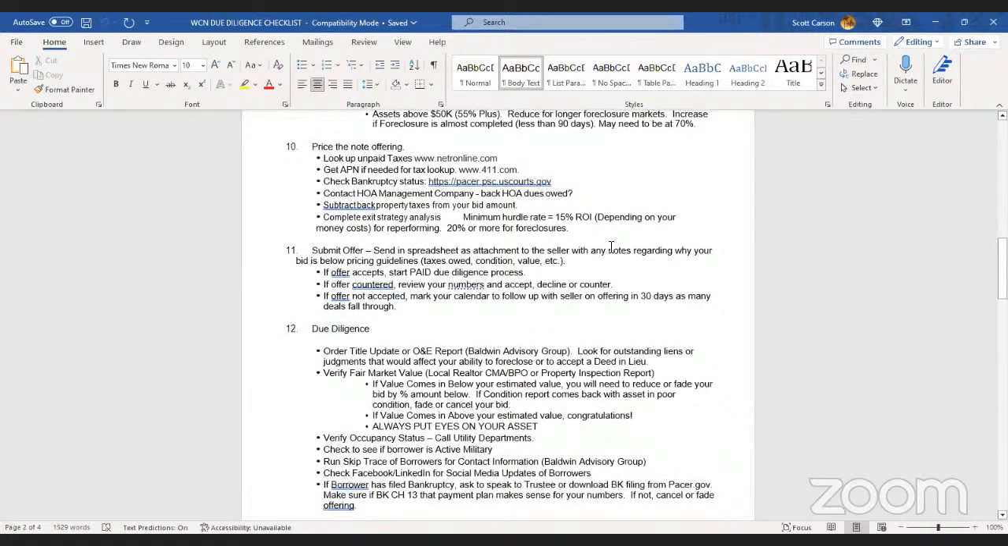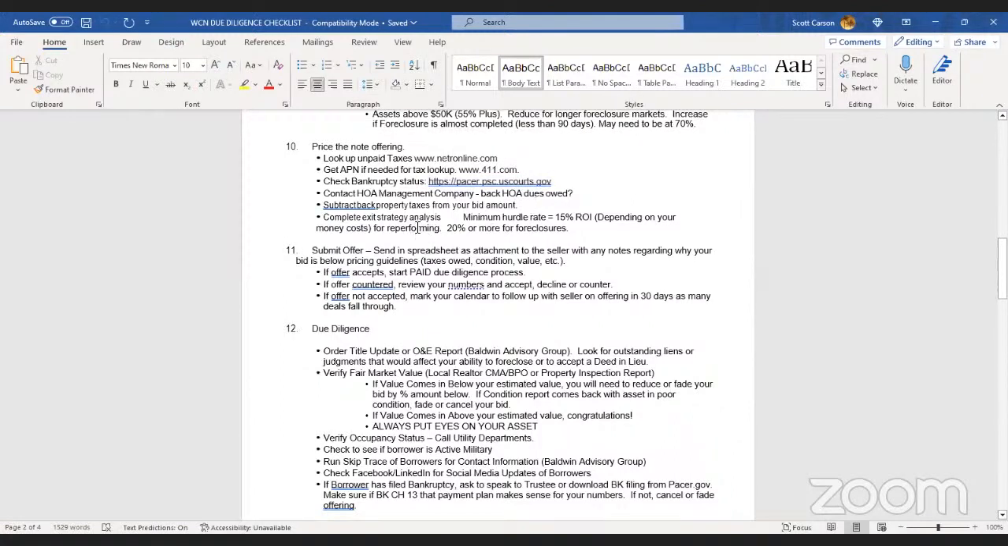Number 10, you're going to price the note offering based on your numbers. Look at the unpaid taxes again. If you need to get an APN number, I call that the asset property number, for tax lookup, which some of these counties require, go to 401.com and type in the address and it'll give you that number. It's always good to check the bankruptcy status. If you see a previous BK or Chapter 13 on the tape, you can go to pacer.gov and find the owner's name on there and download what's going on with it.